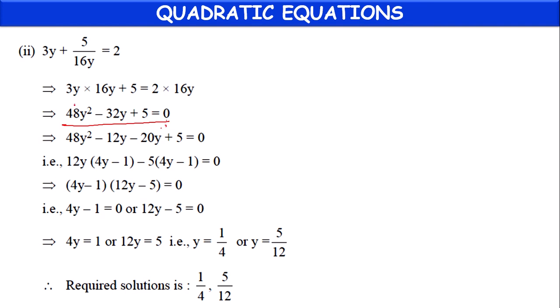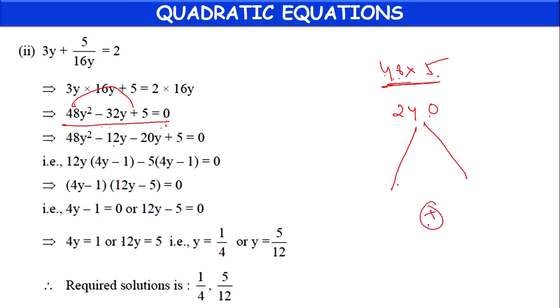So now, by the factorization method, let's try to solve it. AC: the A value is 48, the C value is 5. The product AC is 5 times 48, 5 8 times 40, 5 4 times 20, 240. We have to divide it into two terms such that their sum is equal to the middle term, which is minus 32.